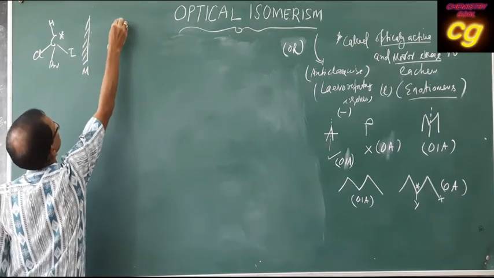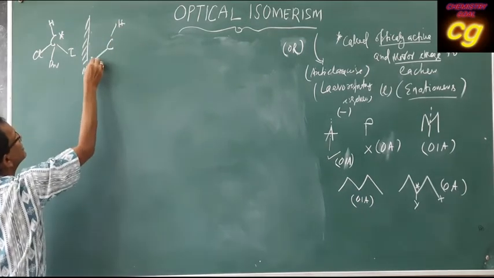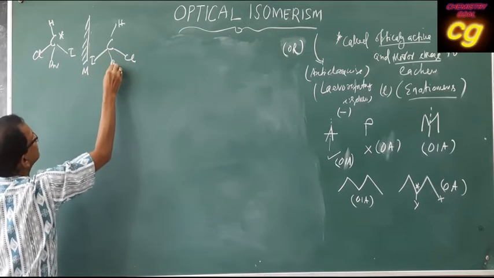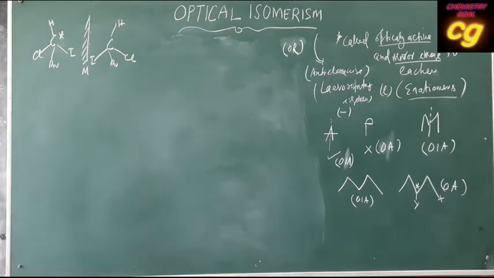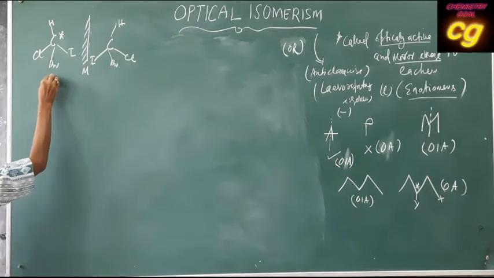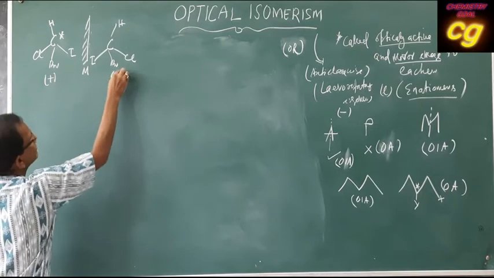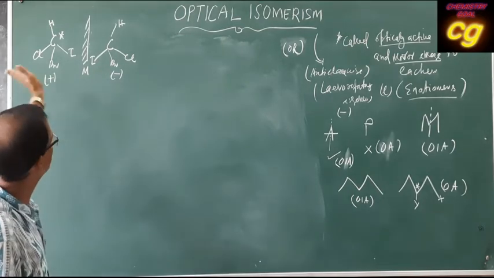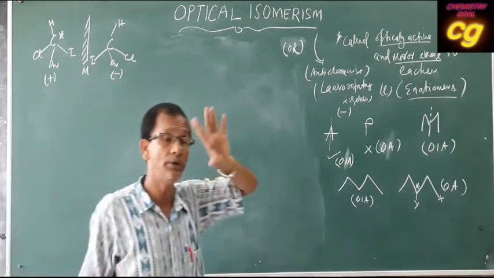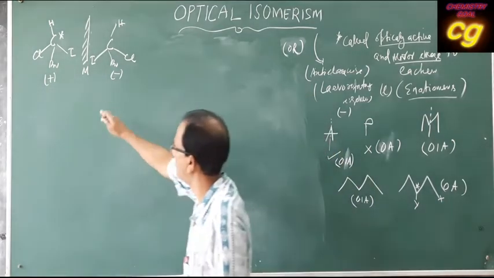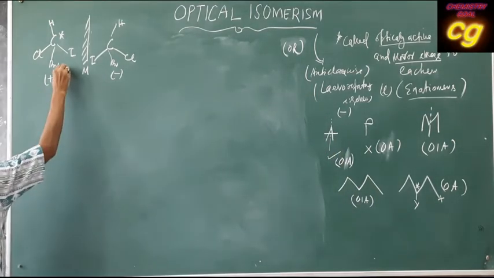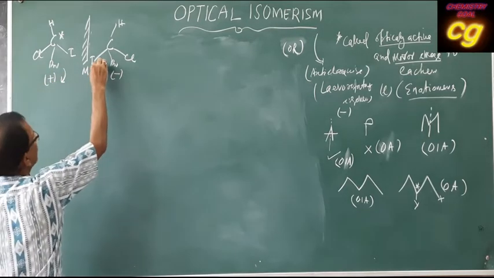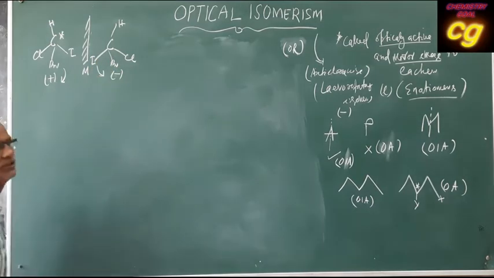You can write it. This is your X and this is your Y. This is your C and this is your B. So for these two forms, suppose one is the plus isomer, the other will be minus. If it is optically active, one will be plus and the mirror image will be minus. Always remember, plus means clockwise rotation. Its other isomer will be anticlockwise.